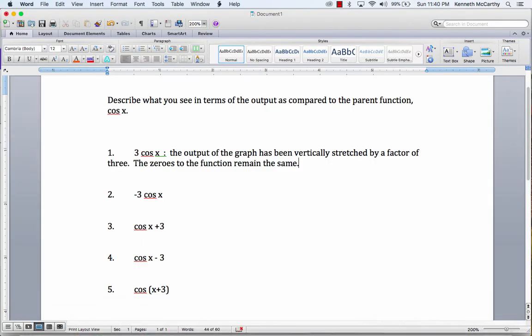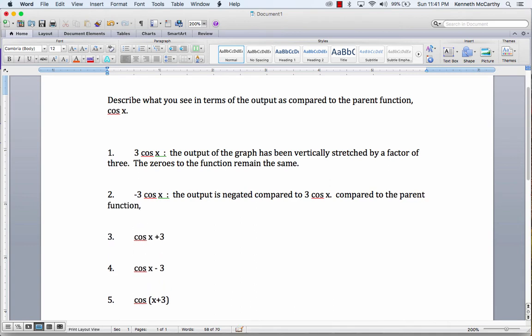Let's go here. You'll be doing it in assessments. We say the output is negated compared to 3 cosine x, compared to the parent function. There is a vertical stretch of 3, stretch factor of 3.